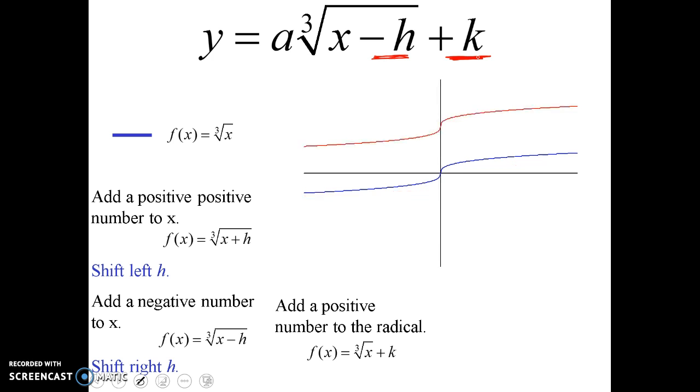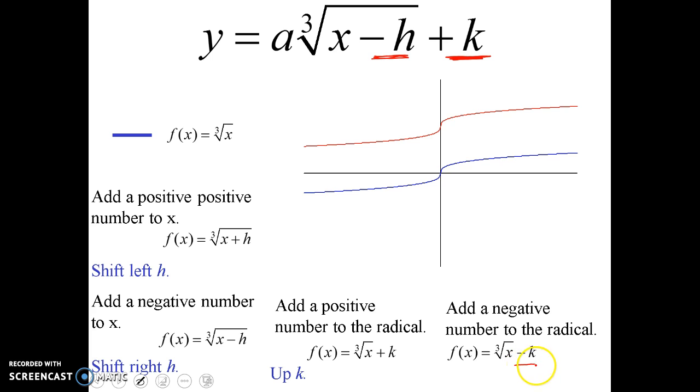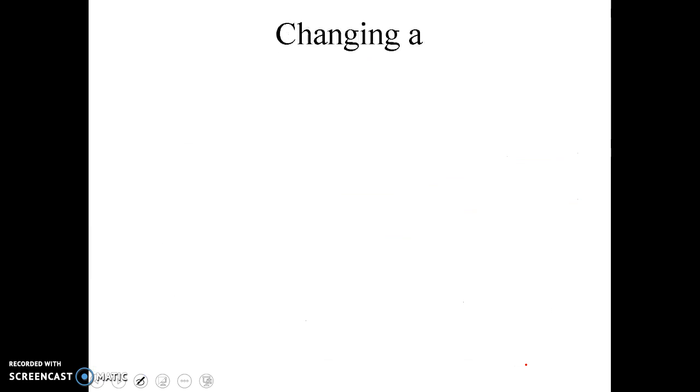If k is 3, it would move up 3 units. And if the k is a negative number, then it's going to be shifted down that many units. And so the h and the k in both cases just shift the graph left and right if it's the h value, up and down if it's the k value. So then what happens when we change the a value?